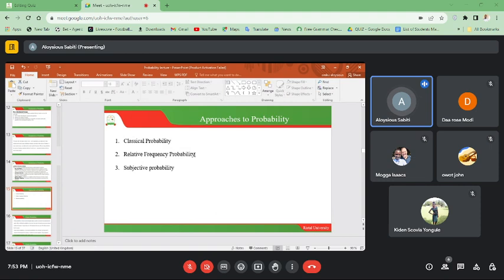So we want to look at the approaches to probability. That was a hint, or a brief, into the aspect of statistical inferences. Now we want to go back and understand what the approaches to probability are in this case.